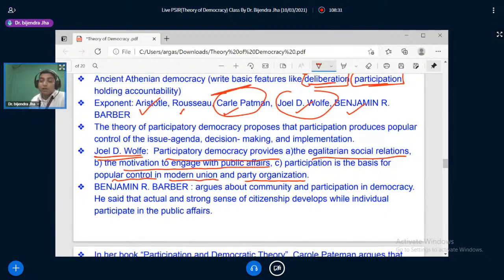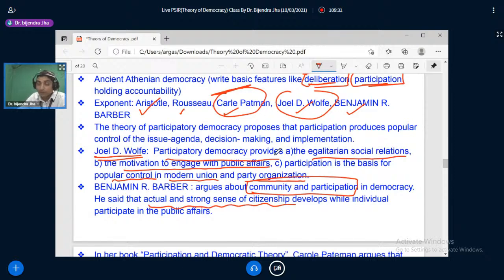What Benjamin Barber talks about is that community and participation in democracy is very important. He said that a strong sense of citizenship evolves when someone participates in public affairs. Remember Aristotle? He talks about how participation and deliberation cultivate civic virtue. What is civic virtue? It is a kind of obligation that everyone should participate in the public affairs of the government. So that is Joel de Wolfe and Benjamin Barber.